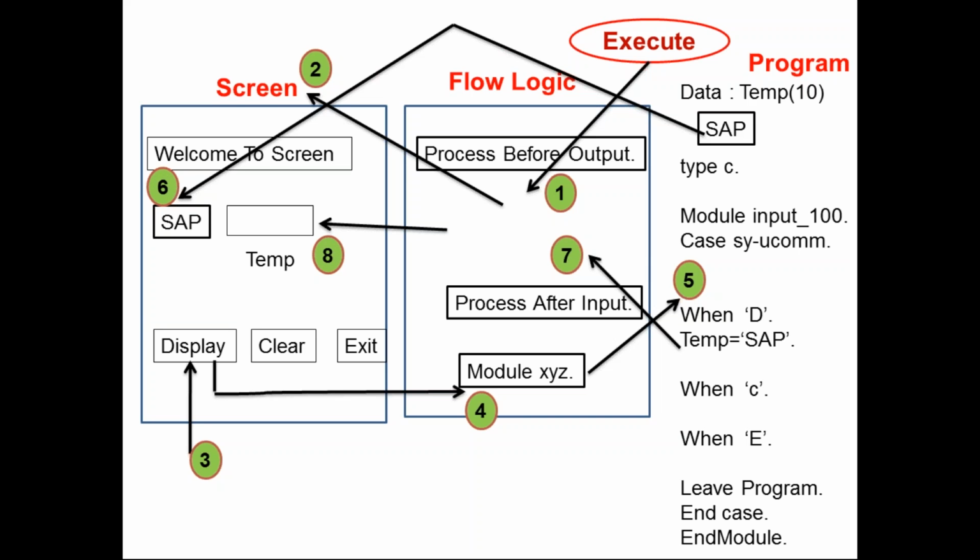This is the way the screen executes, so internally you should know what is executed after what. I'll repeat: when the screen executes, it comes to process before output, then goes to the screen and checks the design. If any push buttons are there, when we click one, it goes to process after input. That logic is written in the program in the form of module and end module, because we cannot write the code in the flow logic. Like a subroutine with form and end form, we write module and end module.